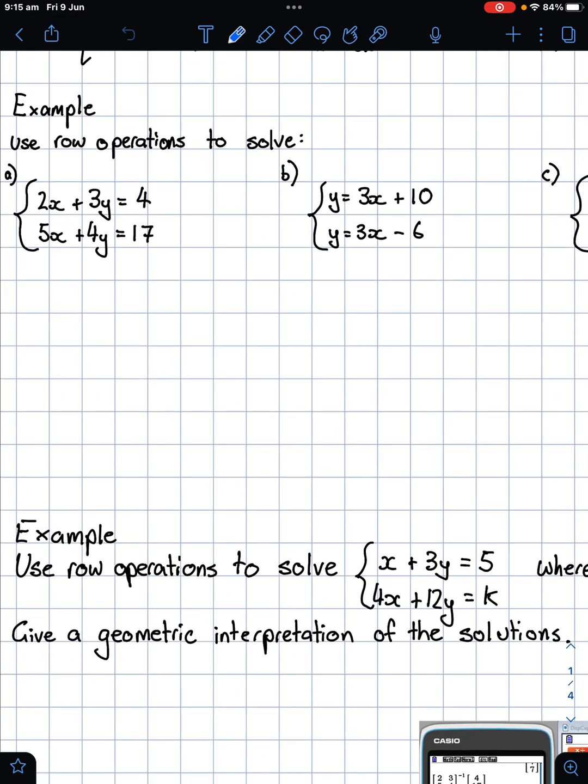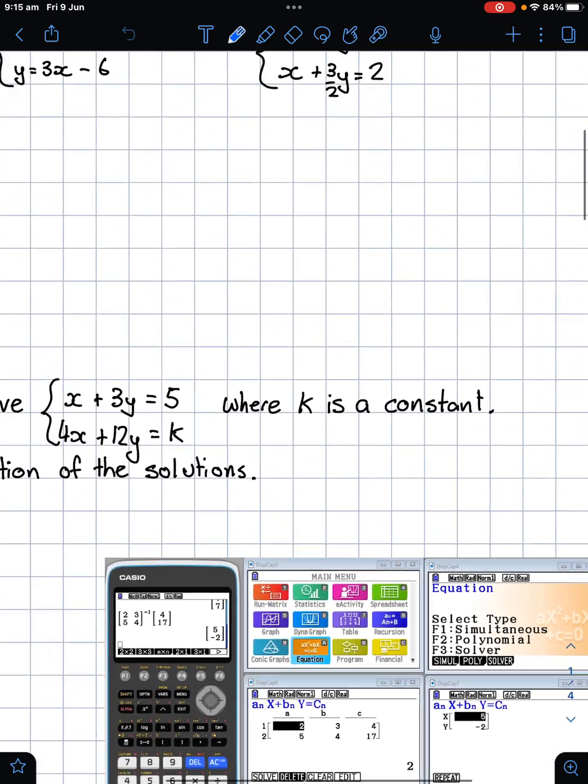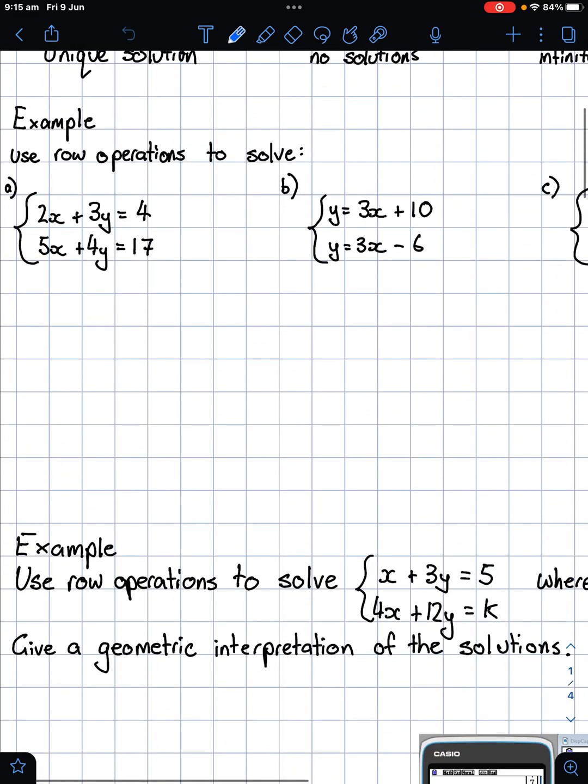This is talking about doing it as a matrix instead, where we do matrix operations. Sorry, I got caught up in explaining the line part as opposed to this. So we can break this into a matrix which is 2, 3, 5, and 4. And this here, we then put a line there, and it equals 4 and 17. So this is a bit different, this augmented matrix.